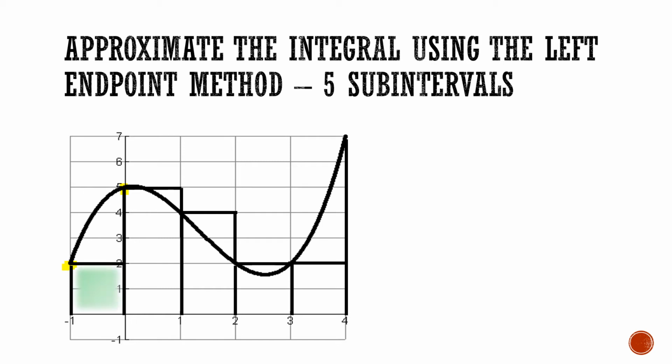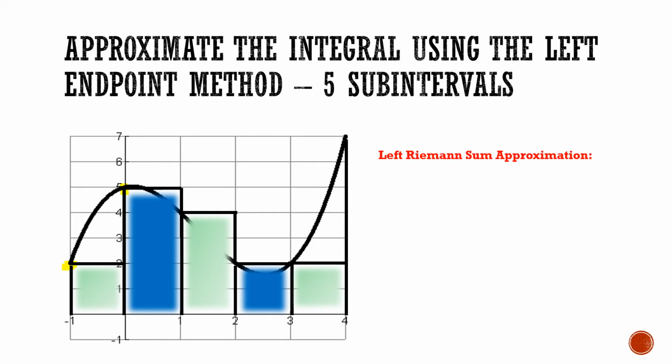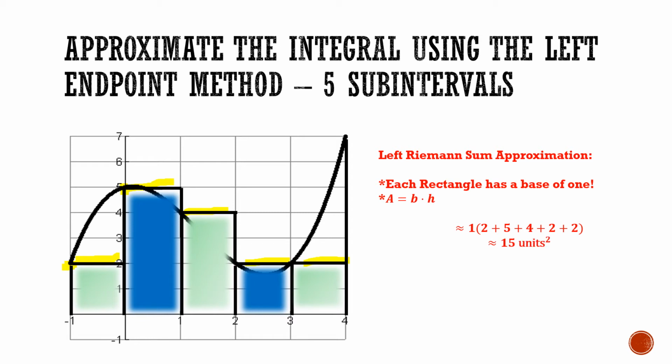Now, once I get that, again, I'm going to shade in my rectangles. And then I'm going to approximate it using my Riemann sum. Now, just like before, each base has a length of 1, and the area of a rectangle is base times height. So I have 1, and again, I'm writing in the shorter form. I have 1 for each one of my bases, but my heights of these rectangles are going to be 2, 5, 4, 2, and 2. And so I have 1 times 2 plus 5 plus 4 plus 2 plus 2. That approximately equals 15 units.